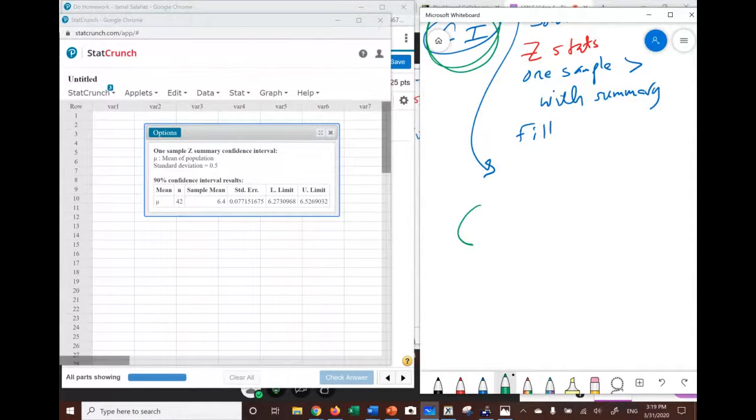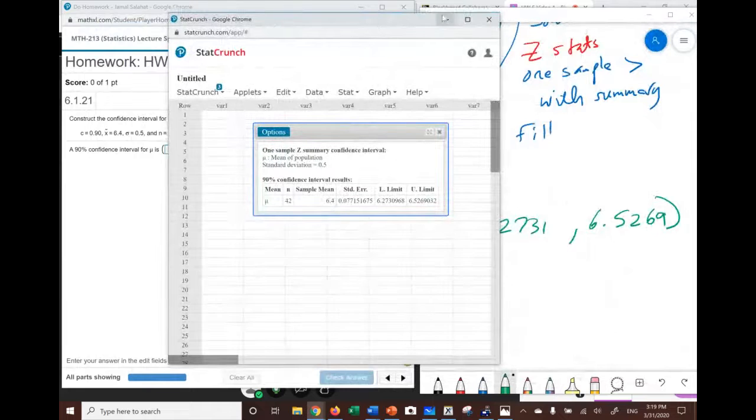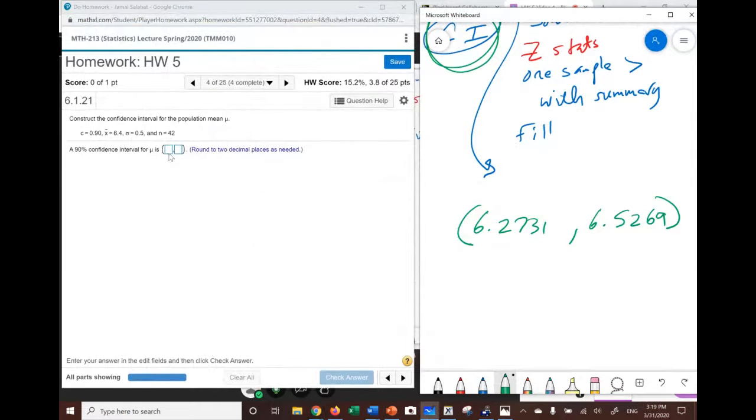It will help me. The interval we get is, the left side is 6.27. Let me go 4 places, 3, 1, and 6.5269. Now let's go back to the problem and see exactly what they want. They want 2 decimal places. So let me put this down. We don't want 4 places. We want only 2 places.